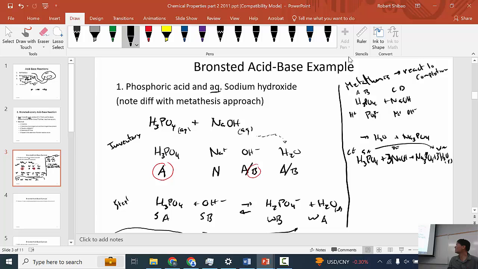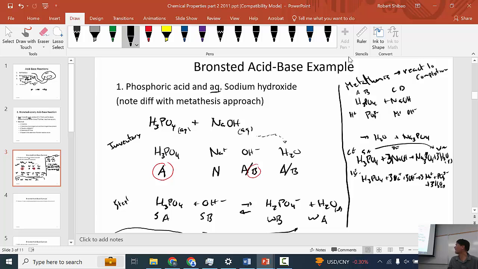And so when we do metathesis, we'll do a CE, we'll do the IE. For the IE, is phosphoric acid strong or weak? It's weak, so we don't ionize it. Is sodium hydroxide a strong electrolyte? Yes, soluble salt. 3 sodium ions plus 3 hydroxide ions. Sodium phosphate, strong electrolyte? Yes, soluble salt. 3 sodium ions plus phosphate ions. Water, strong electrolyte? No, plus 3 waters.